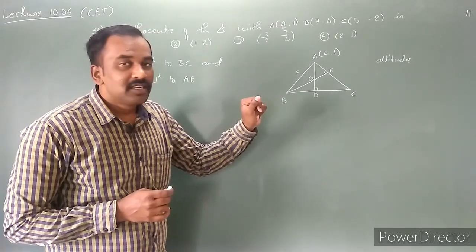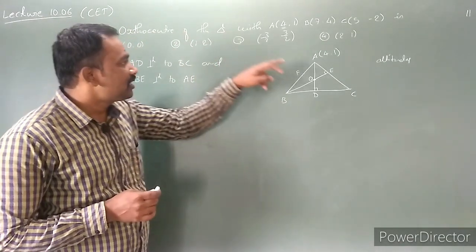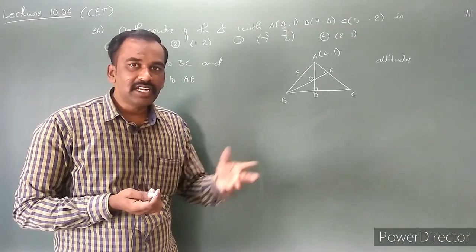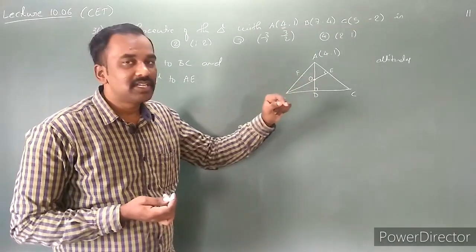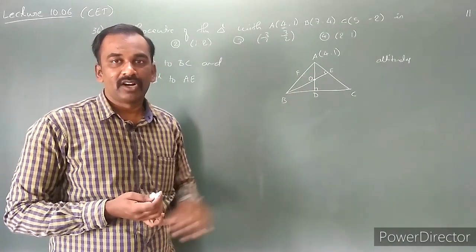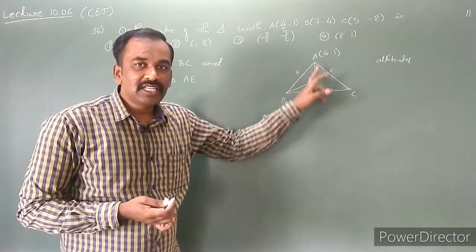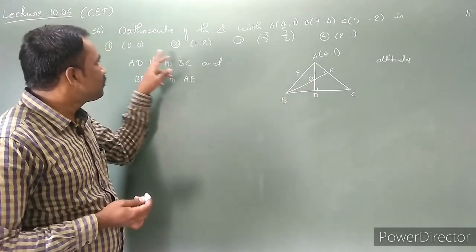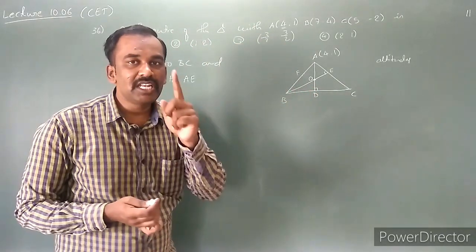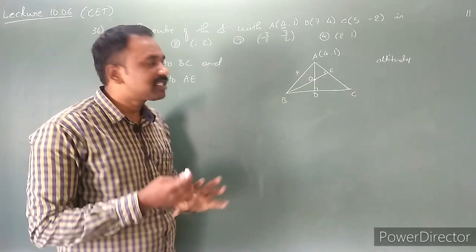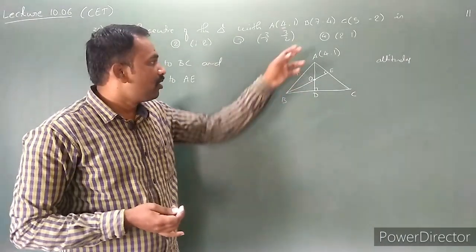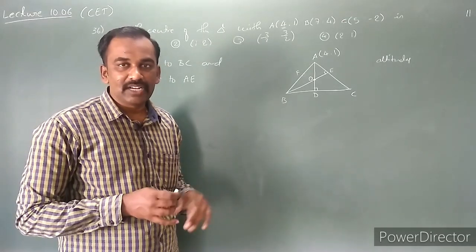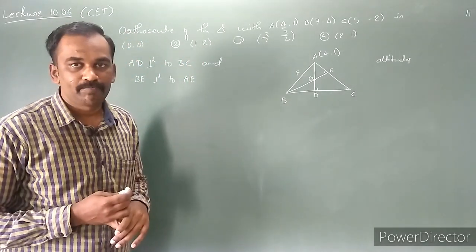Equation of AD. Further, the orthocenter lies on AD. Does the orthocenter lie on AD? Yes, obviously the orthocenter is present on the line segment AD, which means that out of the four options, one of the options must satisfy the AD equation. Then we will get the required orthocenter.